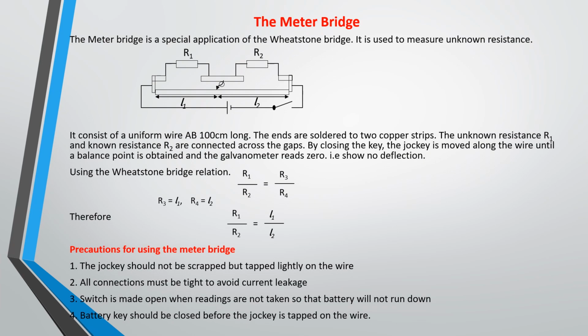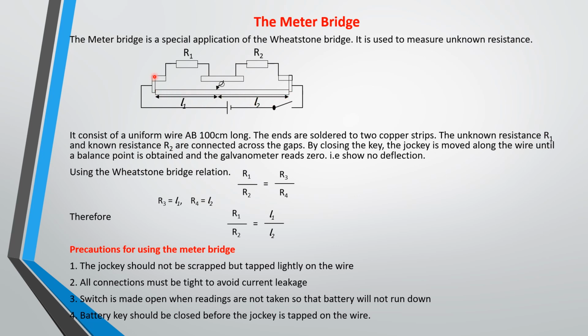So as I said, we are looking at the meter bridge. The meter bridge is a specialized form of the Wheatstone bridge. It is a special application of the Wheatstone bridge, and it is used to measure an unknown resistance. This is basically the setup of a meter bridge. You have two resistances connected here. It consists of a uniform wire AB, about 100 centimeters long, which is a 1 meter wire.